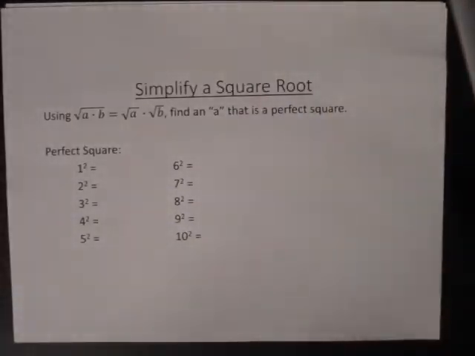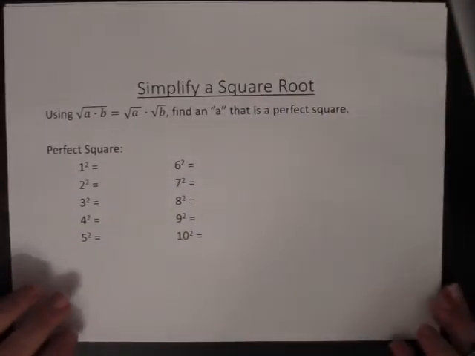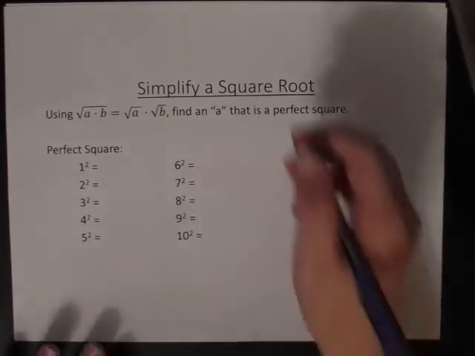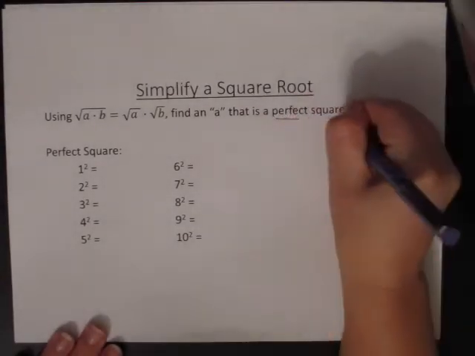Alright, so the next thing that we're going to do is simplify square roots. Using the square root of a times b equals the square root of a times the square root of b, we're going to find an a that is a perfect square. So what we're going to do is identify our perfect squares.